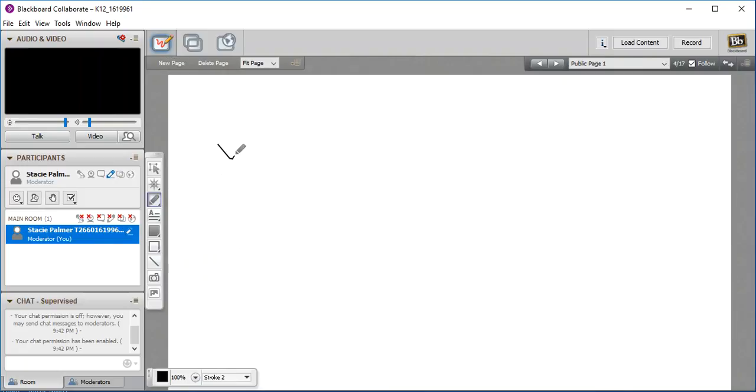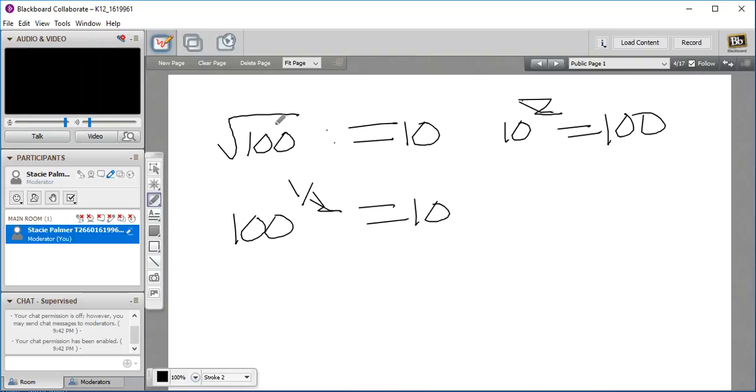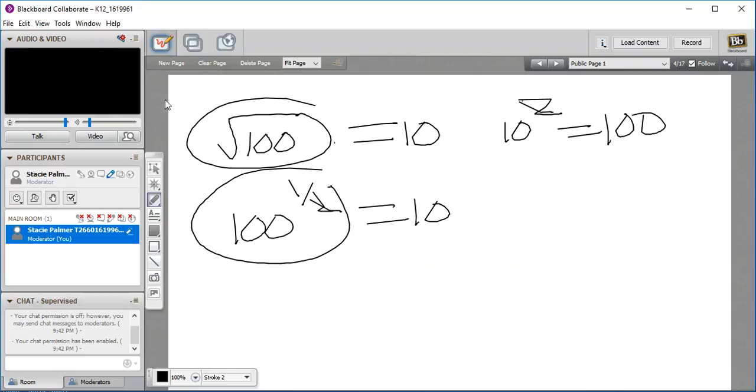So if we have the square root of 100, we're trying to figure out, what do we multiply by itself to get to 100? So the square root of 100 would be 10, and that's because 10 squared equals 100. Now another way that we can write the square root of 100 is 100 to the 1/2 power. That would also be 10. These are the same. This is the radical form, and this is using a rational exponent.